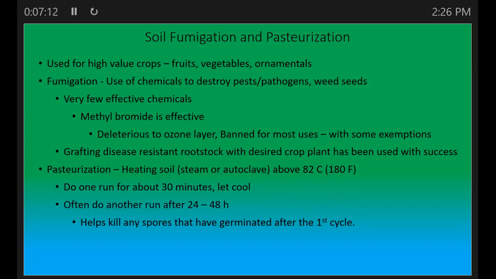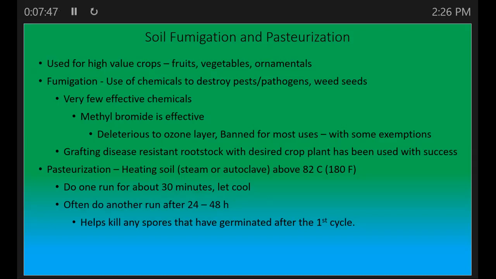Okay, what else can you do to prepare the soil? Well, fumigation used to be a tried and true practice. It's less so nowadays for good reason, although it's still being used for certain crops, certain fruits, certain vegetables, and even some ornamentals. They will go ahead and fumigate the soil. So they're using chemicals. It's often a gas that they'll pump into the soil. And it's to get rid of any pests or pathogens and any seeds that they don't want germinating.